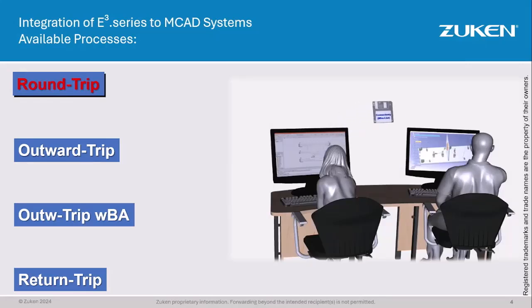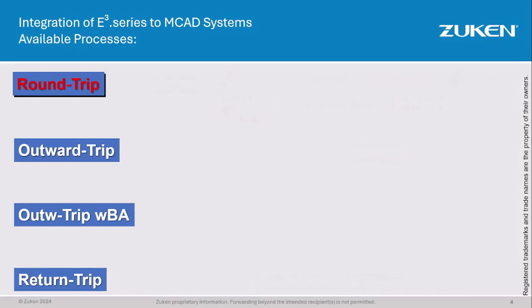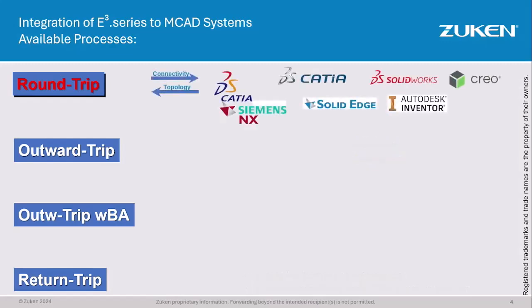the connectivity or the wire information is passed to the MCAD system via a PLM XML file generated through our 3D routing bridge. It's then routed in the mechanical CAD system and transferred back into E3. So we transfer the connectivity out and the topology back in. So there's a direct link to our schematics, and the electrical department takes care of the harnessing. For our round trip, you see that all of our supported systems are capable of achieving a round trip.